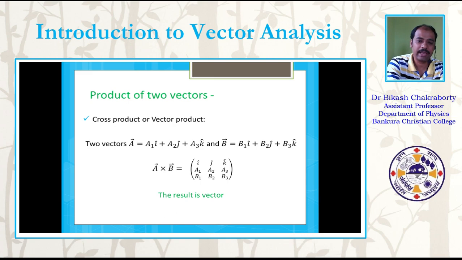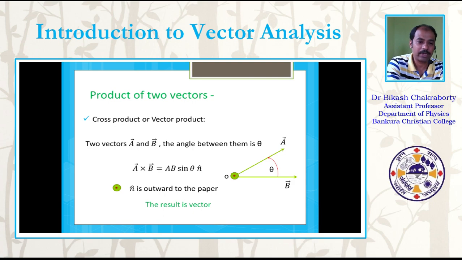Now, the cross product or vector product. The two vectors A and B have components a1 i hat plus a2 j hat plus a3 k hat, and b1 i hat plus b2 j hat plus b3 k hat respectively. Then A cross B is equal to the determinant of the matrix with rows i, j, k; a1, a2, a3; b1, b2, b3. The result is also a vector.